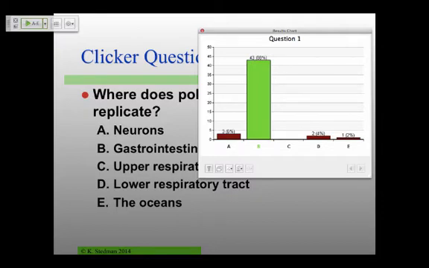Upper respiratory, lower respiratory tracts, yes, there are picoRNA viruses that replicate there, particularly what kinds of picoRNA viruses? The rhinoviruses, exactly. And then the oceans, there are lots of these picoRNA viruses in the oceans. We don't know what they are doing there, but clearly polio is, as far as we know anyway, not a big deal in terms of the oceans.